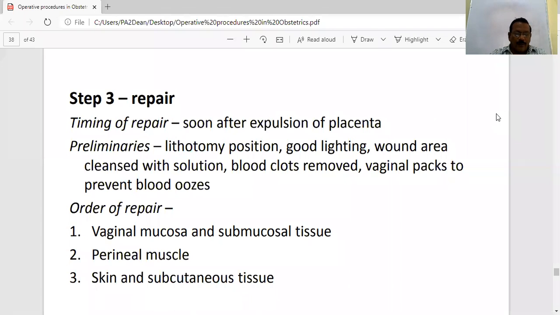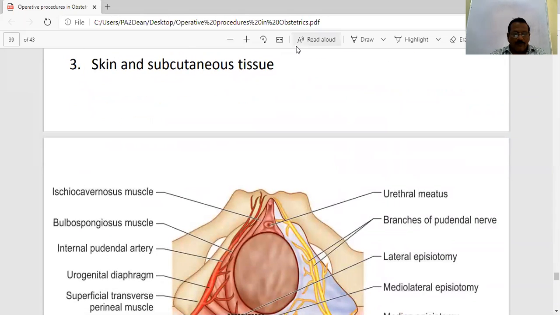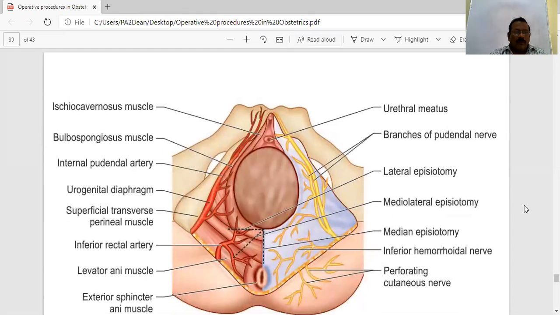And then we can put non-absorbable sutures such as nylon or prolene. These are the sutures to be removed. These are all non-absorbable sutures. The absorbable sutures are vicryl rapid, and we can also use monocryl. Once we put these sutures, the patient need not come again for suture removal. This is a cut section to show various parts of the perineum.